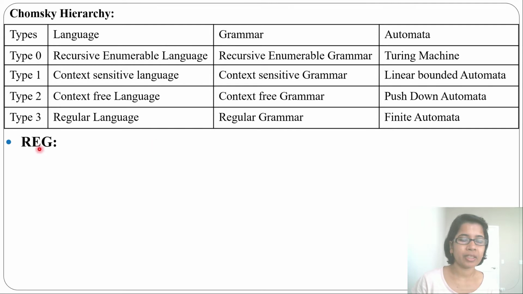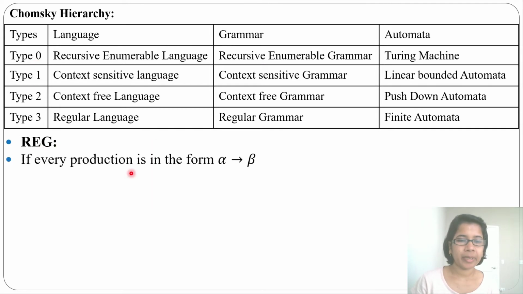First is recursively enumerable grammar, or you can say type 0 grammar. Every production is in the form of alpha tends to beta, where alpha belongs to (V plus T) positive closure and beta belongs to (V plus T) Kleene closure. V is for variable, T is for terminal. On the left side there can be variables plus terminals, but there should be at least one variable or one terminal, and the right side can be any combination of variables and terminals including epsilon.